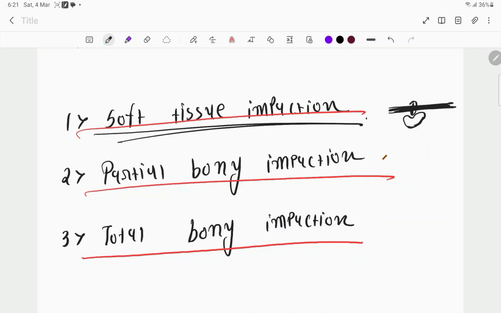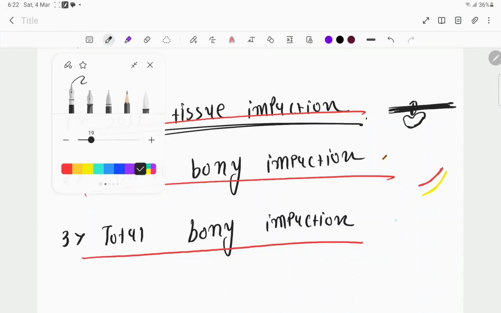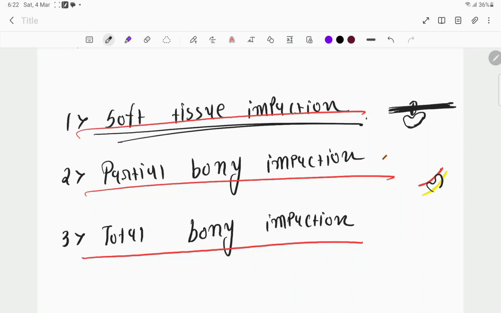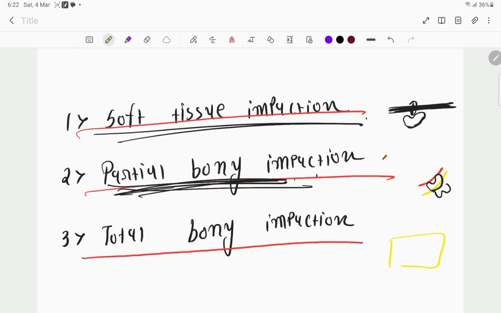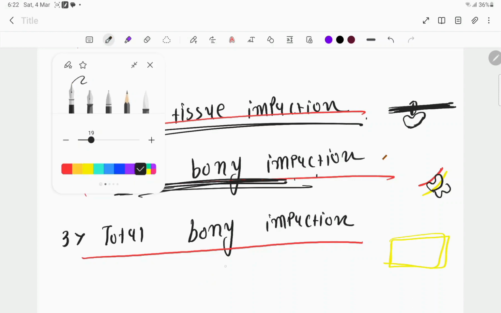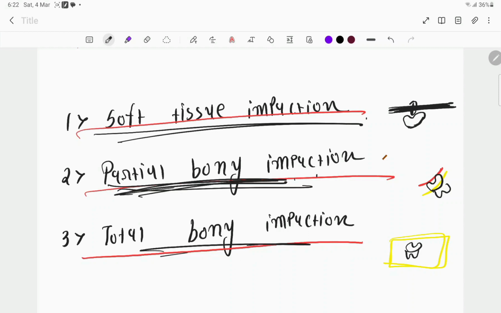Now partial bony impaction. Suppose this is our mucosa, and after this we have our bone, and the tooth is somewhere between this. Okay, so it is like this. So it is a partial bony impaction, right? Now if we talk about complete bony impaction, yes, this is our complete bone. Okay, this is our bone and the tooth is inside this, so it is a complete bony impaction.